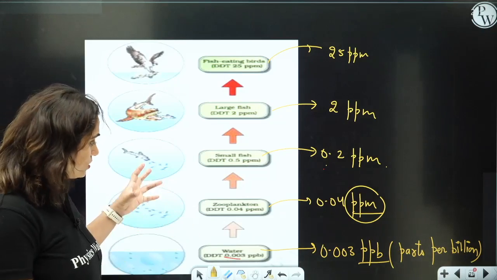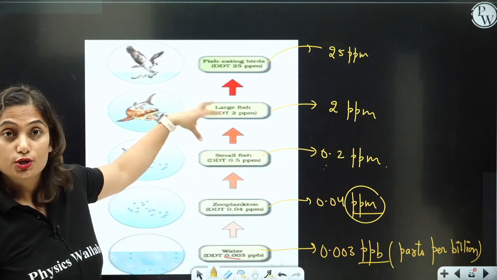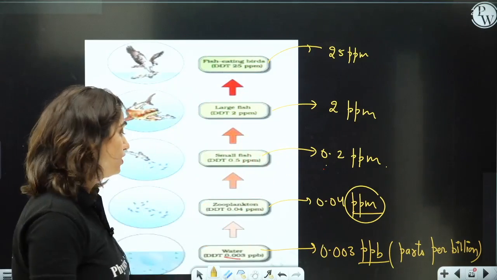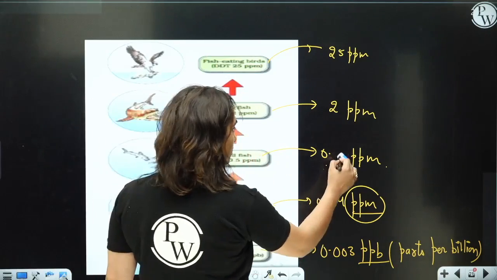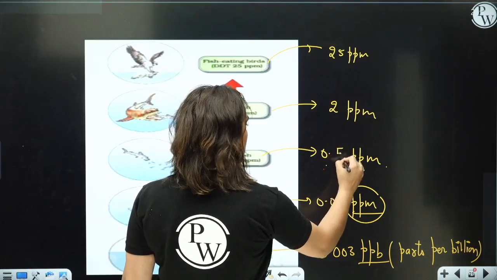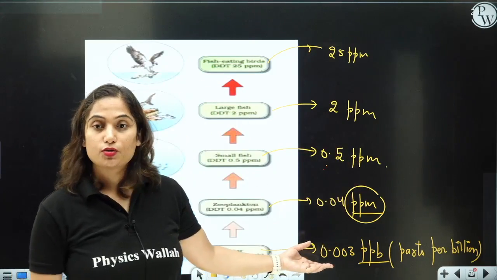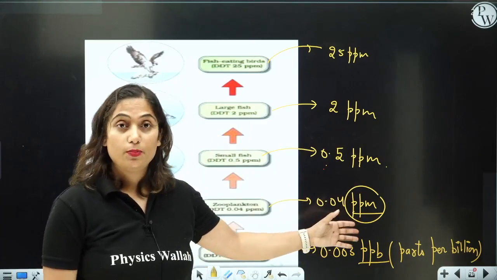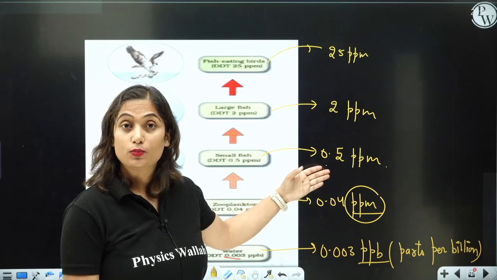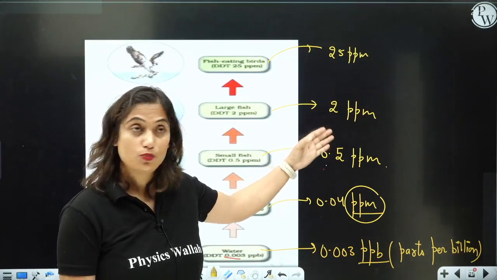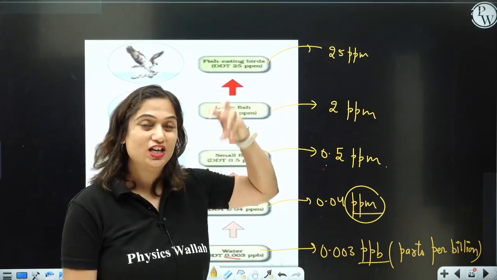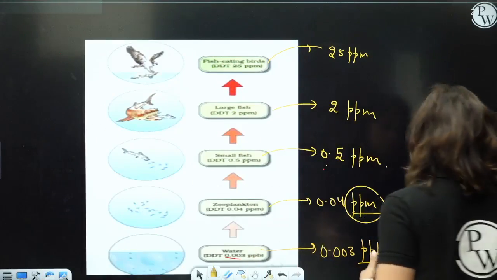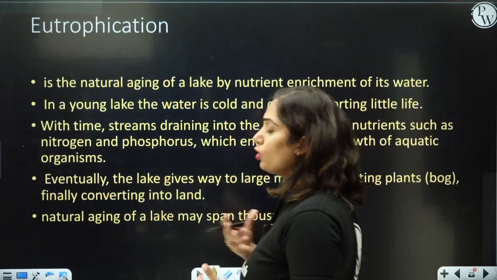Okay, so as you're seeing here, the concentration of DDT is increasing with increasing trophic levels. This is biomagnification. There is one correction here. This is 0.5. So in water, the concentration was 0.03 ppb, parts per billion. Then 0.04 ppm in zooplanktons, then small fishes 0.5 ppm, then large fishes 2 ppm, and then finally the birds which eat the fishes, it becomes 25 ppm. So this is biomagnification. Now, eutrophication.